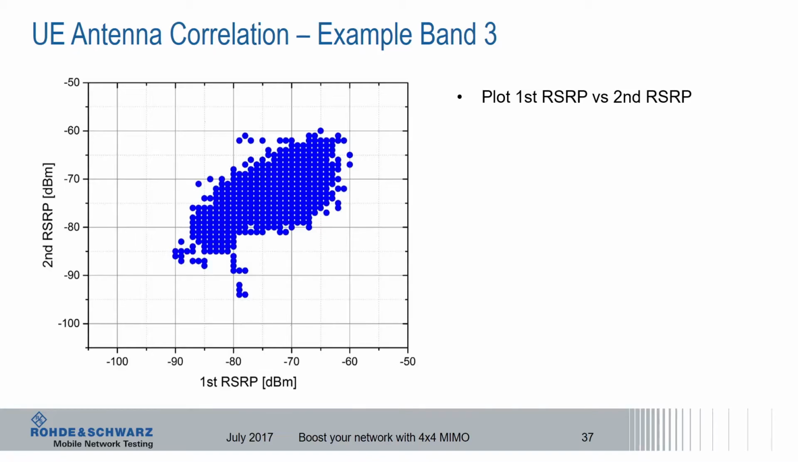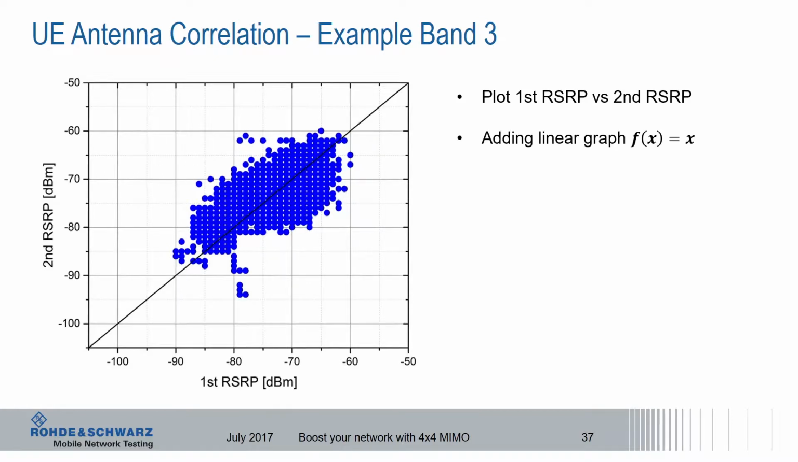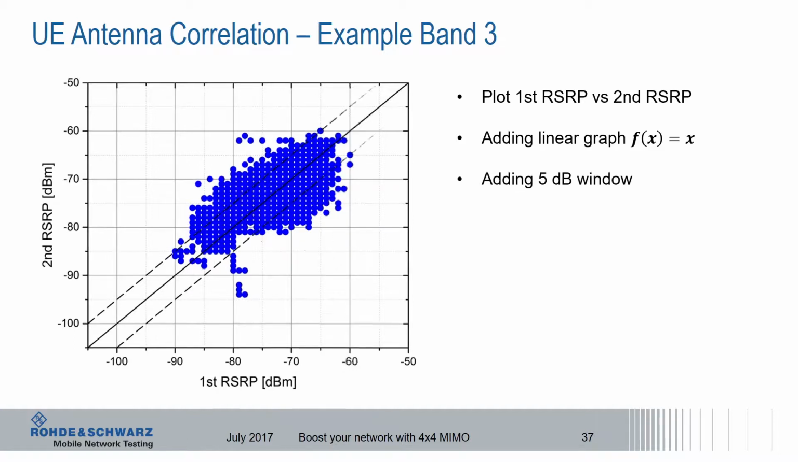So if you plot the RSRP levels of the first antenna, which is the main antenna, versus the second antenna, this is what you see here. So you've got this cloud of tuples. Then, of course, you can add a linear graph, f(x) = x, because we are expecting a linear behavior of these antenna correlations. Then maybe you can add a 5 dB window to this, indicated by the dashed lines.